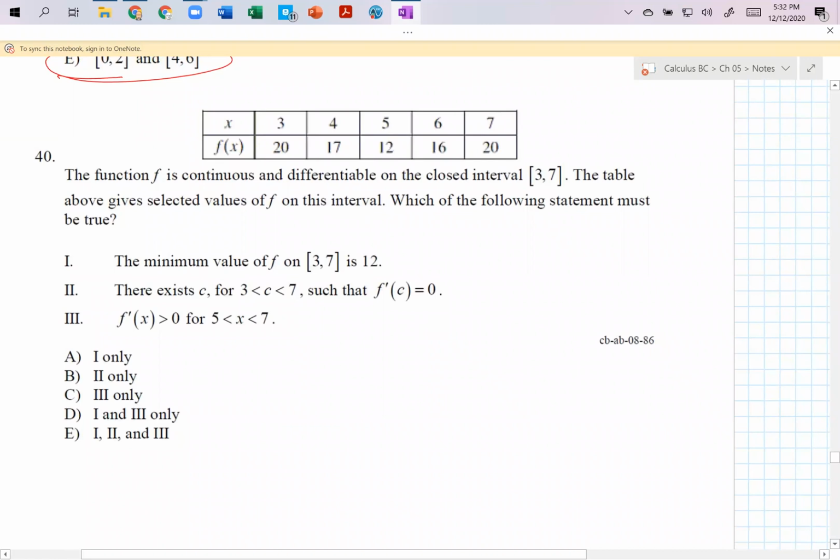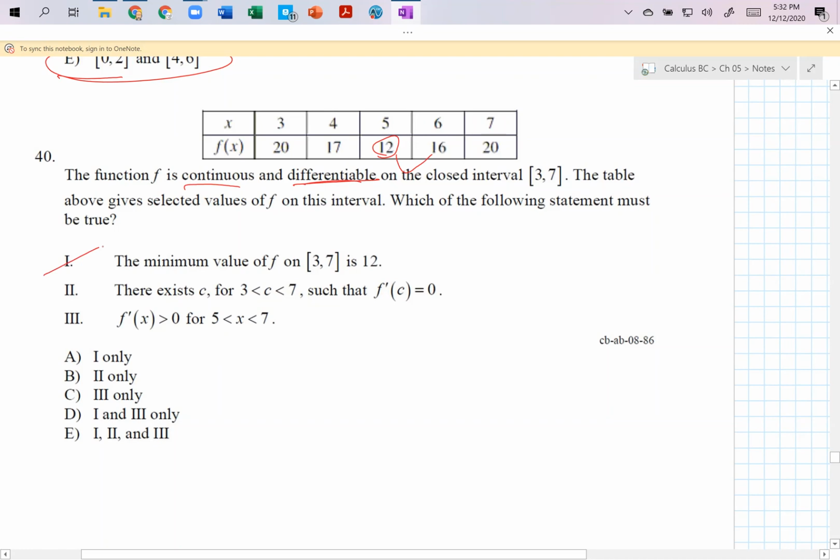This function is continuous and differentiable. That's good to know. On the closed interval from 3 to 7, the table gives selected values of f on this interval. Which of the following statements must be true? The minimum value is 12. Well, certainly the smallest value in this table is 12, but could it go lower than 12 and then back up to 16 and still be continuous and differentiable? I think that's a possibility. So I'm going to get rid of Roman numeral 1.